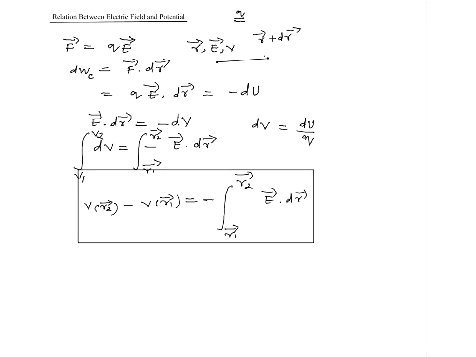This is what I would recommend that you memorize, though we can make it look simple by taking one of the two as infinity. But this is the one you should remember. If we want to talk about V at a point, we can take R1 or R2 as infinity. Let's take R1 as infinity. In that case, potential at infinity is 0. This becomes 0.